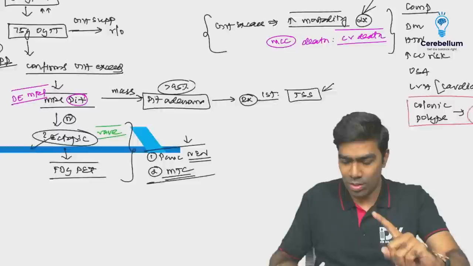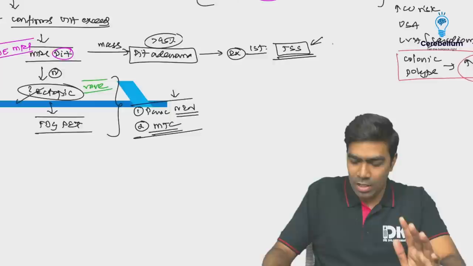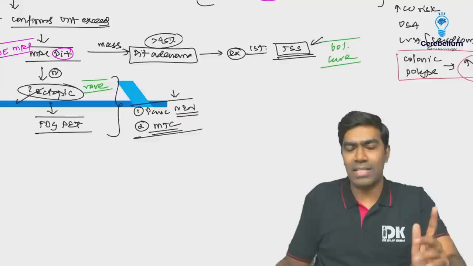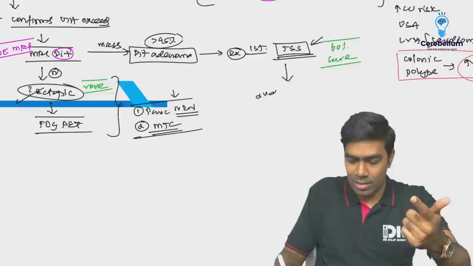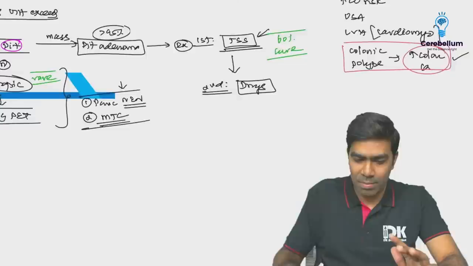Surgery gives you 60% cure rates. Approximately 40 to 60%, but you can roughly take it as 60% cure rate. So one-third to two-thirds of the patients can be cured from the disease after surgery. If the surgery has failed, what is the second choice? Second choice will be drugs, medical therapy. So what is the medical therapy? You can try somatostatin receptor agonists.